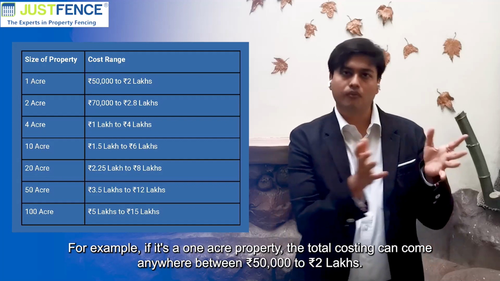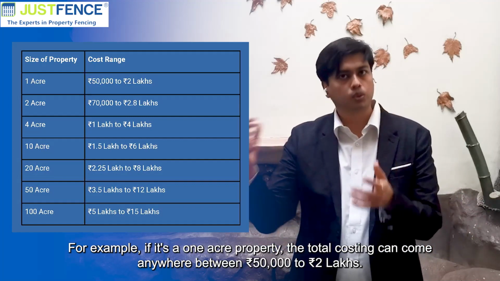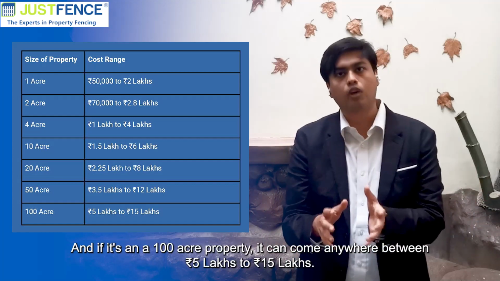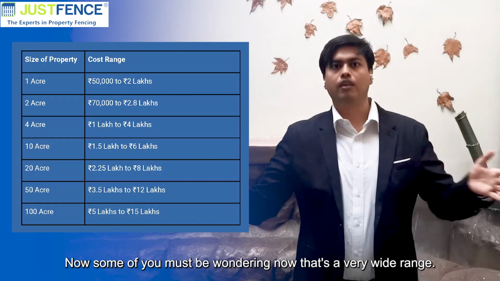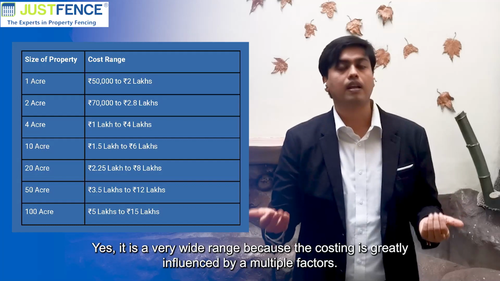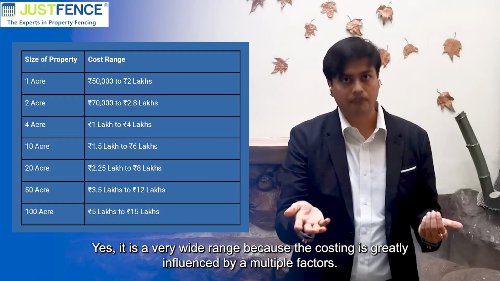For example, if it's a 1 acre property, the total costing can come anywhere between 50,000 to 2 lakh rupees. And if it's a 100 acre property, it can come anywhere between 5 lakh rupees to 15 lakh rupees. Now, some of you must be wondering, that's a very wide range. For example, 5 lakhs to 15 lakhs. Yes, it is a very wide range because the costing is greatly influenced by multiple factors.